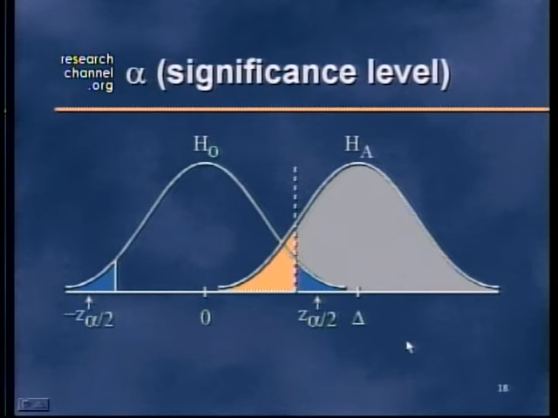When the alternative is true, we can also make a mistake. And that mistake is what's highlighted in orange. It's the probability of a type 2 error. It's the probability of not rejecting the null hypothesis when the null hypothesis is actually false because the alternative is true. So the orange is the probability of a type 2 error. The gray part, which is 1 minus that orange probability, is the statistical power of the test.